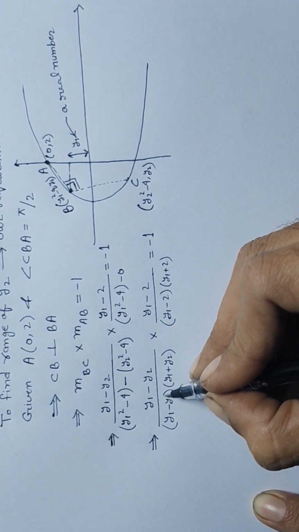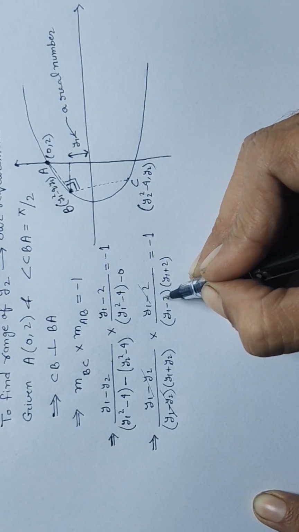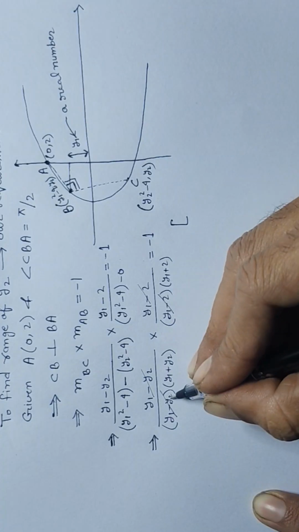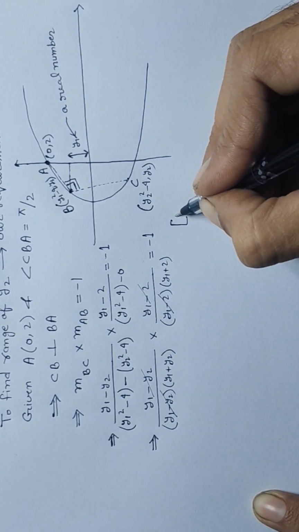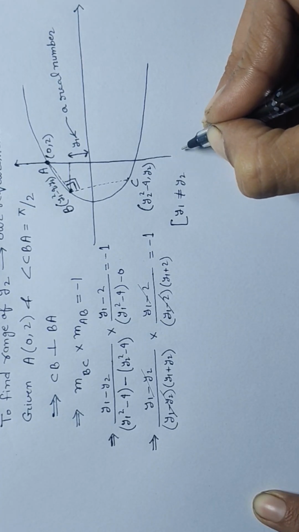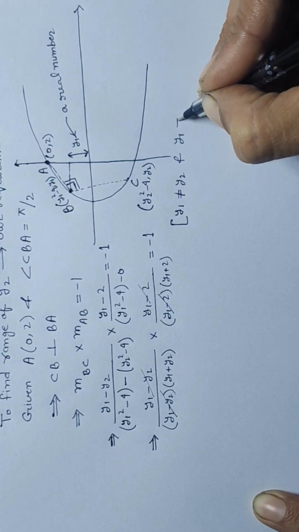Here y1 minus y2 cancels out and y1 minus 2 cancels out, keeping in mind y1 minus y2 is not equal to 0. That means y1 is not equal to y2 and y1 is not equal to 2.